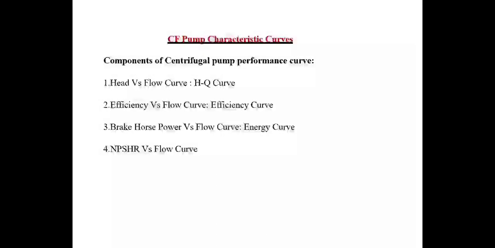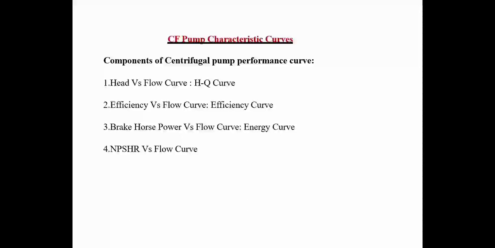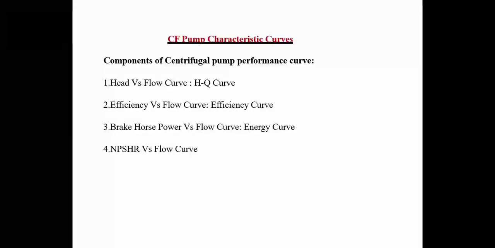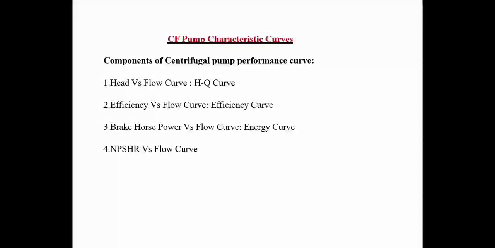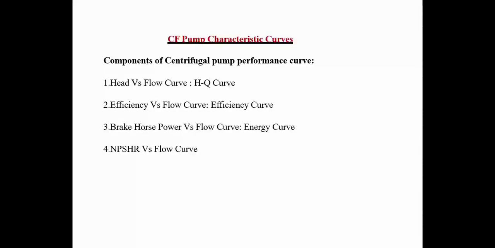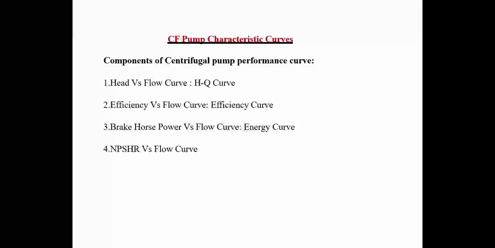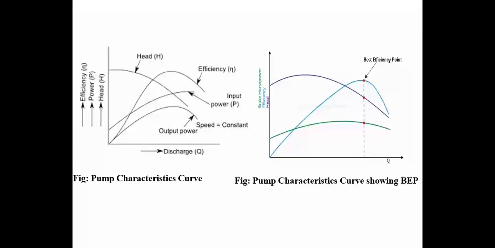And now we will move on to the centrifugal pump characteristic curves. These characteristic curves relate the head, power, efficiency and velocity of a centrifugal pump to each other. How are they related? That is known as characteristic curves. There are four curves, starting with the head versus flow curve. This figure shows a compiled form of all the four curves.